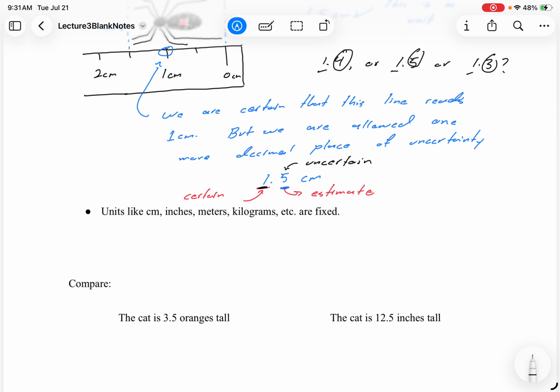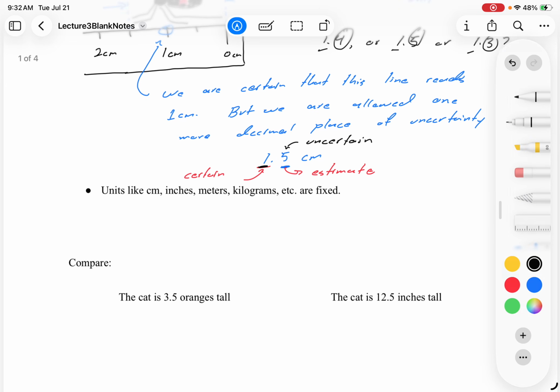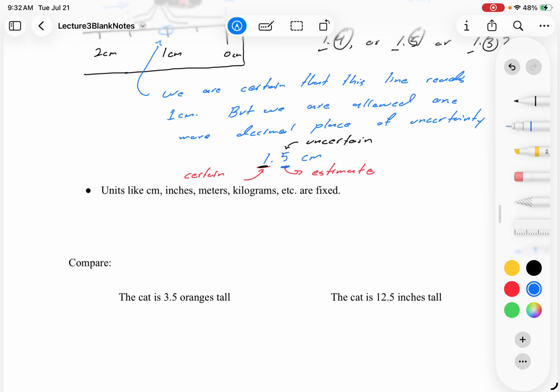Units like centimeters, inches, meters, kilometers, etc., all the units you are going to see throughout chemistry and some physics are fixed, right? They don't change. Fixed means that they don't change. Pretty much people from around the world would agree that a centimeter is a certain amount of length, and so on and so forth.